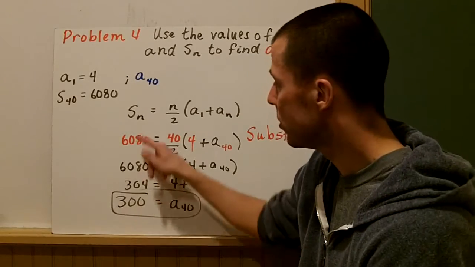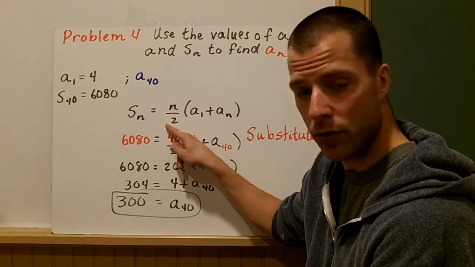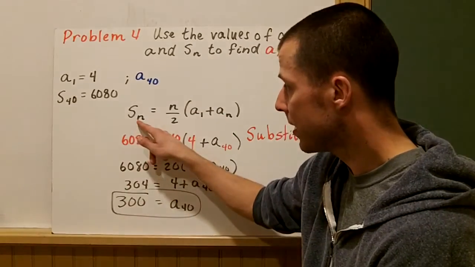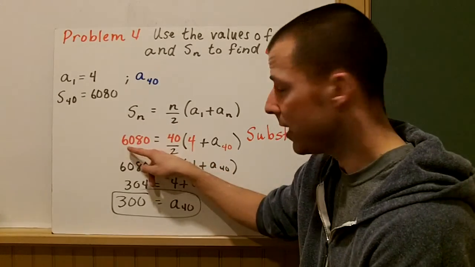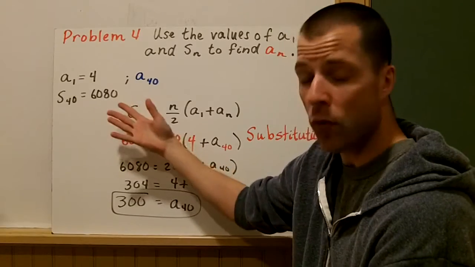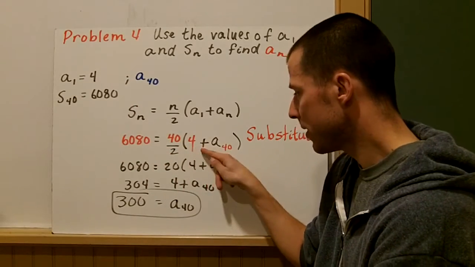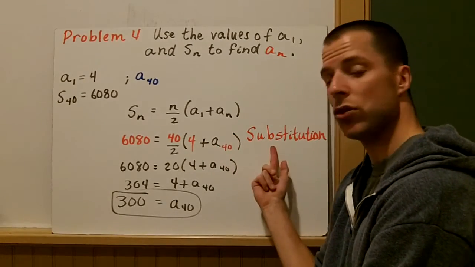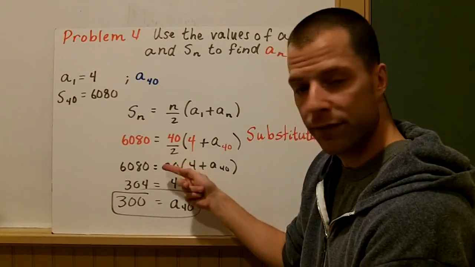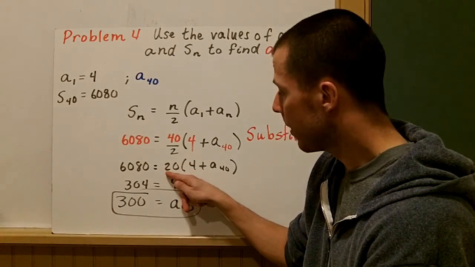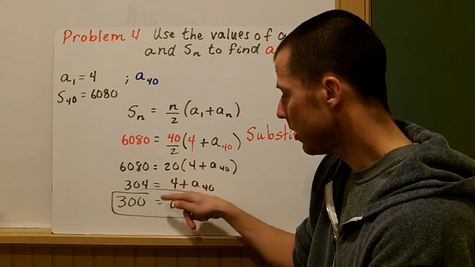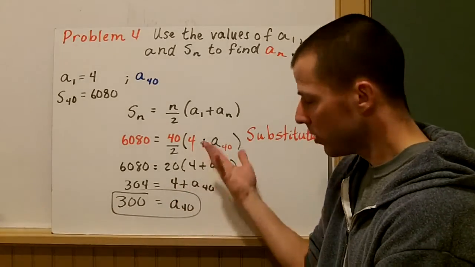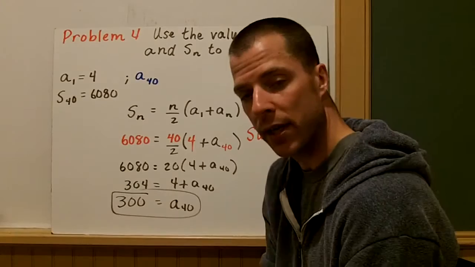So let's use our equation. S sub n equals n over 2 times the quantity a sub 1 plus a sub n. Let's substitute. S sub n is 6,080. That's equal to n is 40, over 2 times the first term plus your last term. a sub n in this case is a sub 40, so we're looking for a sub 40. So that's substitution. Simplifying 40 over 2 using our PEMDAS, our order of operations, I get 20, and I divide each side by 20, I get 304 is equal to 4 plus a sub 40. Subtracting 4 from both sides, I get a sub 40 is 300.